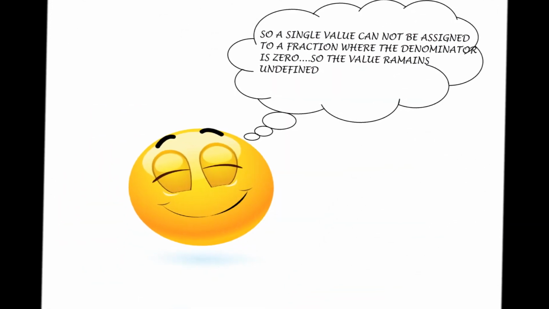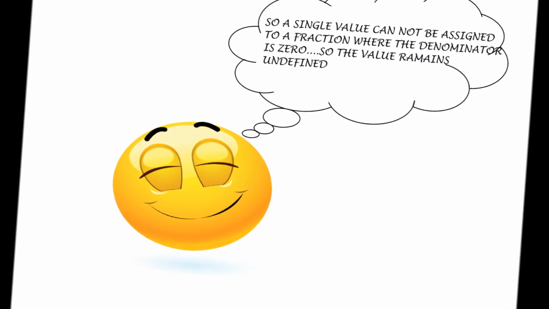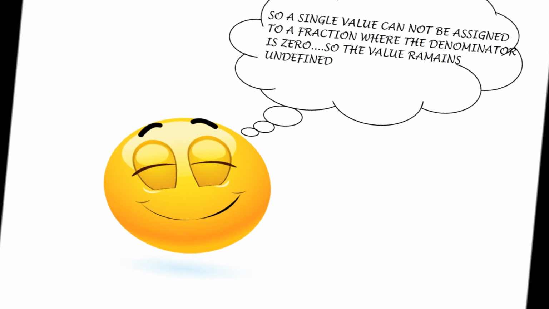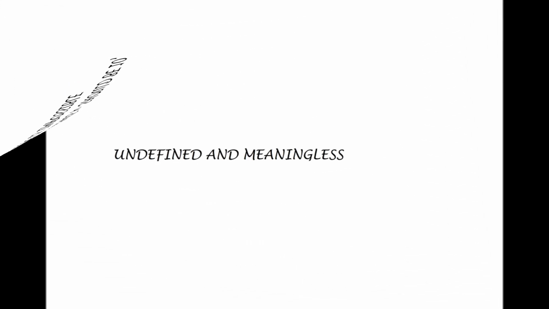So the conclusion is that a single value cannot be assigned to a fraction where the denominator is 0. So the value remains undefined. Because if there was some value x for 10 upon 0, then 0 times x should be equal to 10, which is impossible because 0 times something is 0. So the answer to the title of the video is that anything divided by 0 is undefined and meaningless.